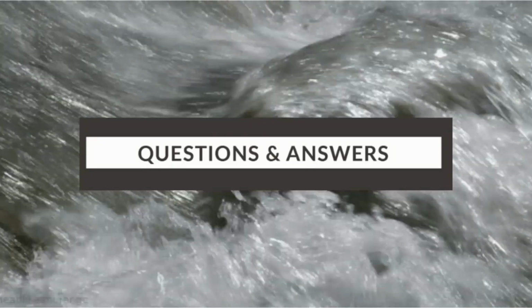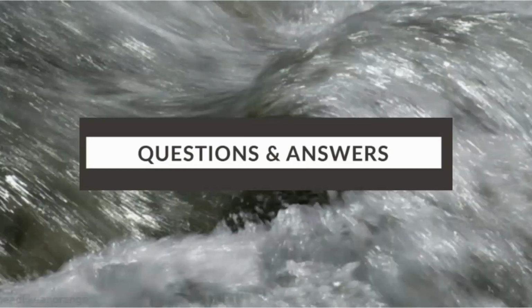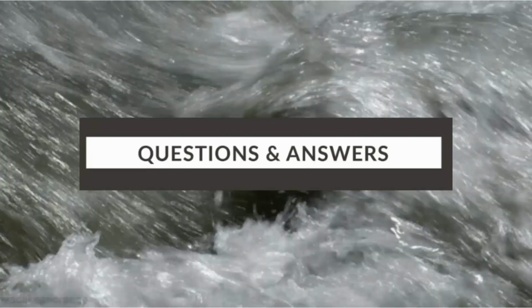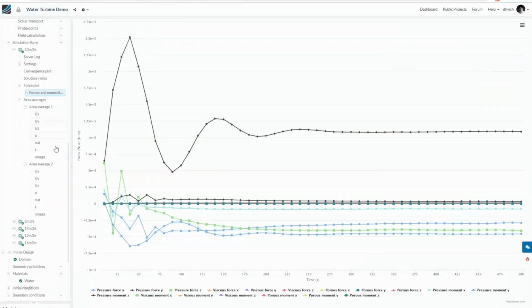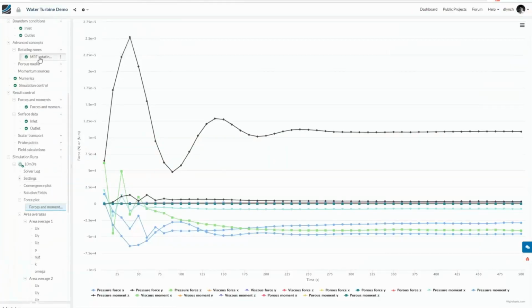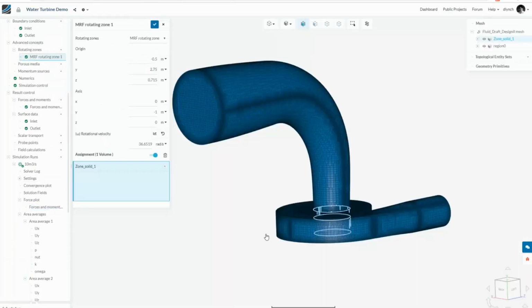So I think the first question we had was to provide a brief about the MRF method used in the simulation. I think that's best actually if we go straight back to the platform. So navigating to the MRF, what the MRF actually does is it doesn't rotate in itself, but it applies the rotational forces to the fluid within that region. So this kind of simulates the rotation, but without actually rotating it. And this is ideal for steady-state simulations.